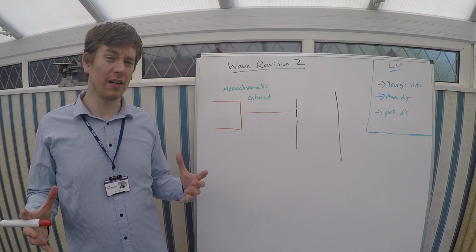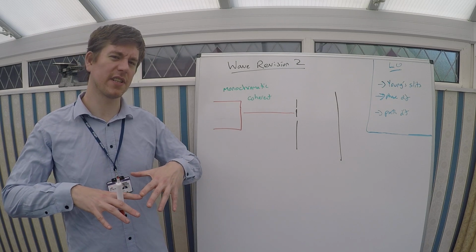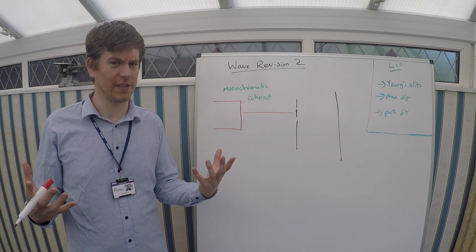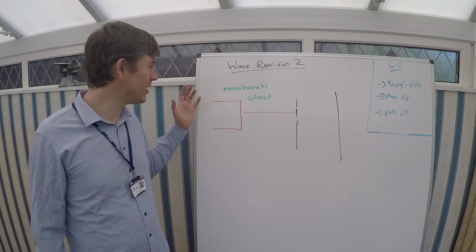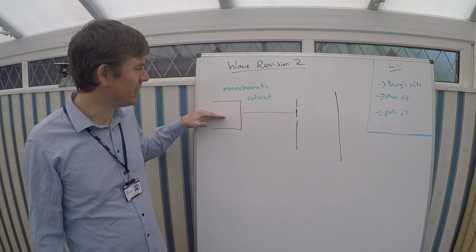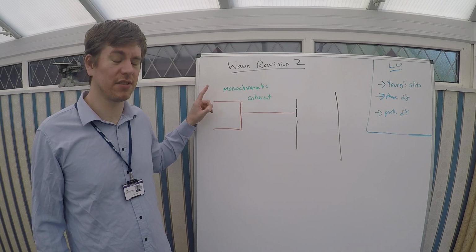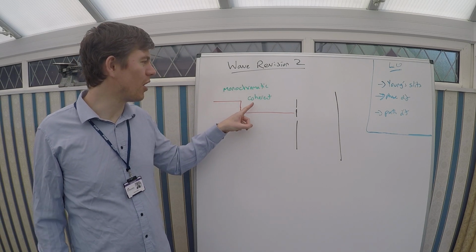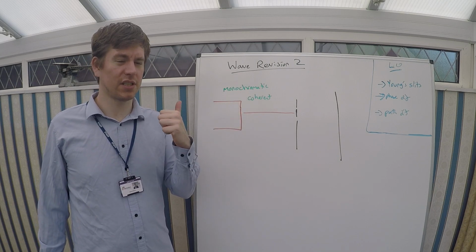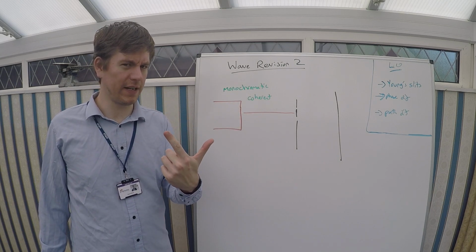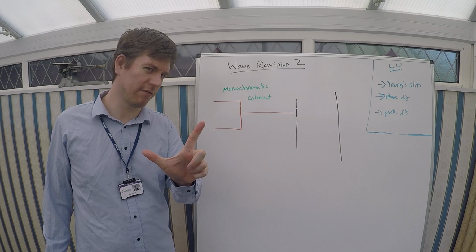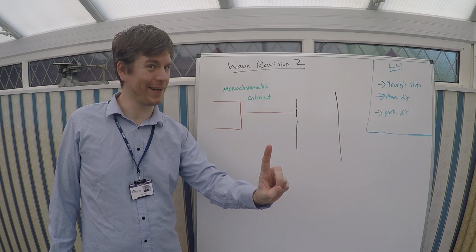Today we're going to be looking at Young's slits and using that as a way of exploring path difference and phase difference. So, what is Young's slits? You take a laser that is monochromatic and coherent. Monochromatic just means all the same colour. Coherent means same frequency, constant phase difference. Don't worry about what constant phase difference means now, you'll know by the end of the video.